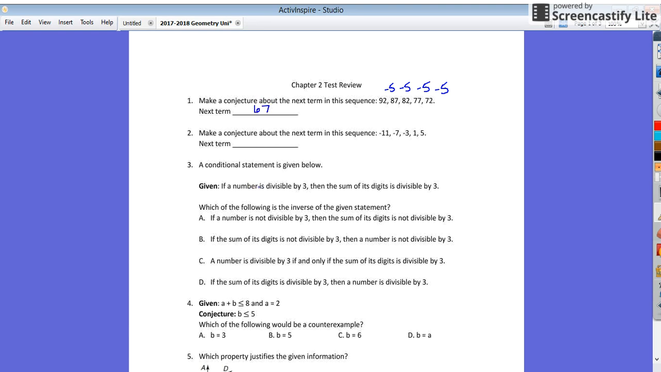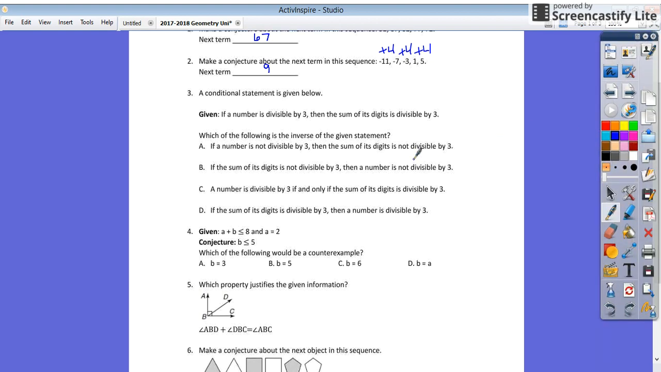Number 2 says make a conjecture about the next term in this sequence, negative 11, negative 7, negative 3, 1, and 5. We are adding 4 each time, so our conjecture would be that we're adding 4. And to make a prediction about our next term, we would need to do 5 plus 4, which does give us 9.